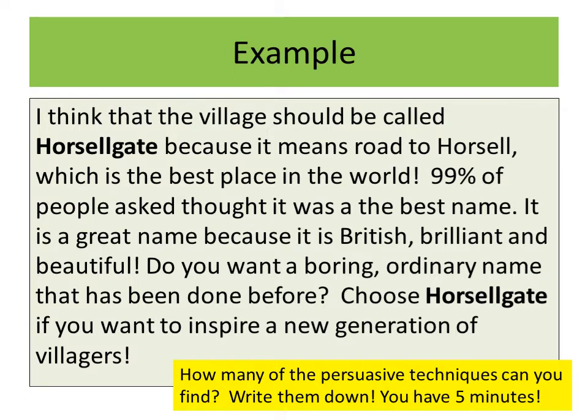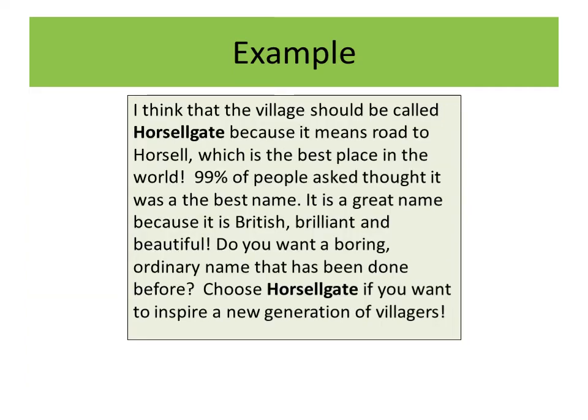Okay, so this is an example. I think the village should be called Horselgate because it means road to Horsel, which is the best place in the world. 99% of people asked thought it was the best name. It is a great name because it is British, brilliant and beautiful. Do you want a boring, ordinary name that has been done before? Choose Horselgate if you want to inspire a new generation of villagers. How many of the persuasive techniques can you find? Write them down. You have 5 minutes, so please pause the recording now.